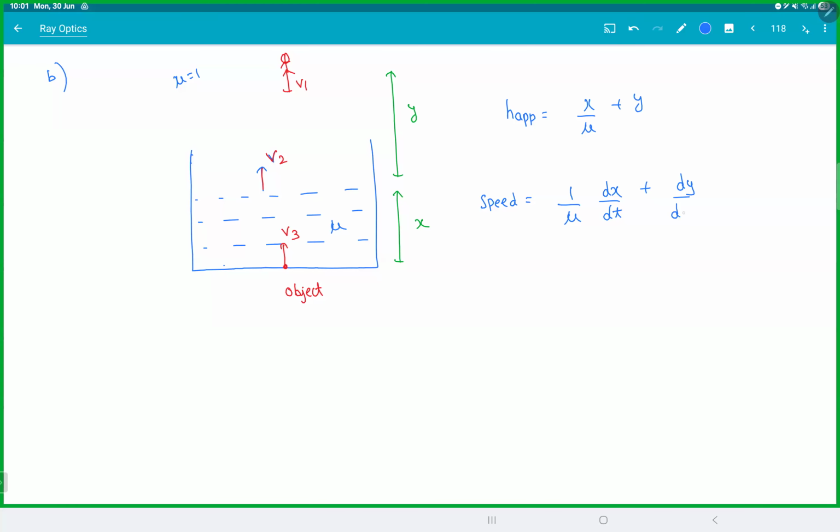Now ask yourself. x is the distance between the upper surface and the lower surface. Is v2 increasing x or decreasing x? v2 is increasing x. What is v3 doing? v3 is decreasing x, so v2 minus v3. dy by dt, y is the distance between this. So what is v1 doing? v1 is decreasing y, v2 is also decreasing y, minus v1 minus v2. Is that making sense? So if the velocity is decreasing that particular quantity, then it is a minus of that.